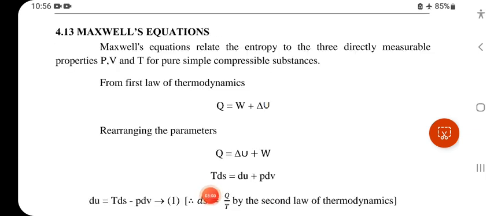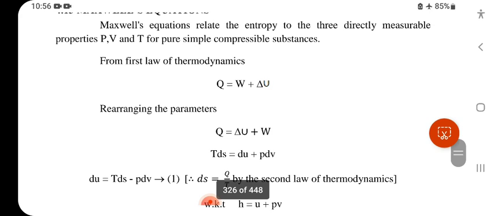Next we go for one important derivation, called the Maxwell equation. Maxwell equations relate the entropy to the three directly measurable properties, that is pressure, volume and temperature, for a pure simple compressible substance. From the first law of thermodynamics, we all know that Q is equal to W plus del U. Q is the heat transfer, W is the work done and del U is the change in internal energy. Rearranging the parameters, Q is equal to del U plus W.